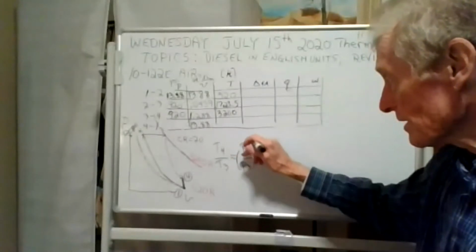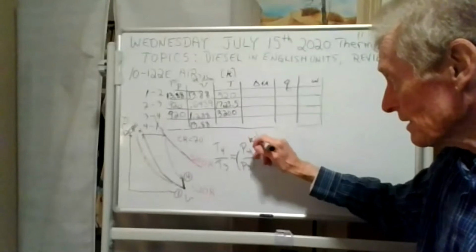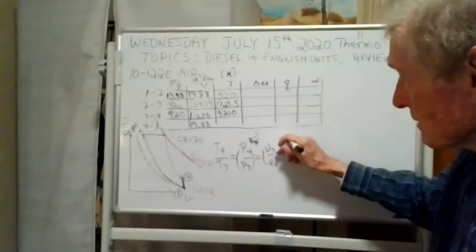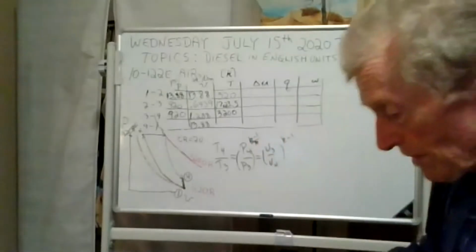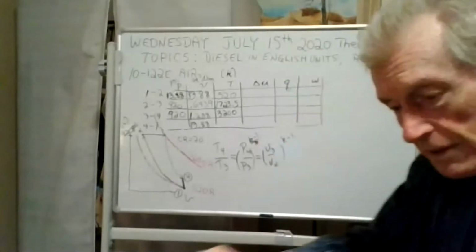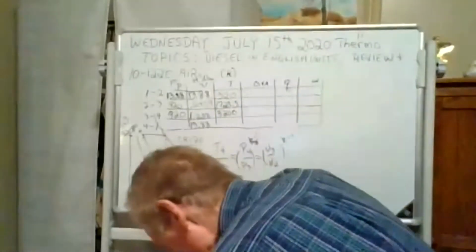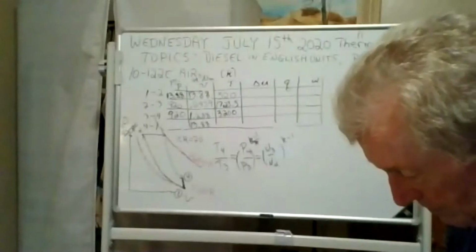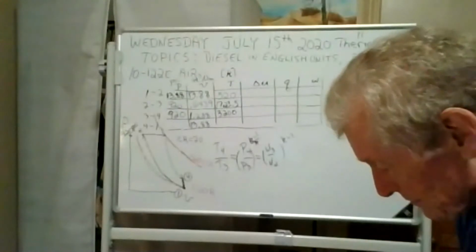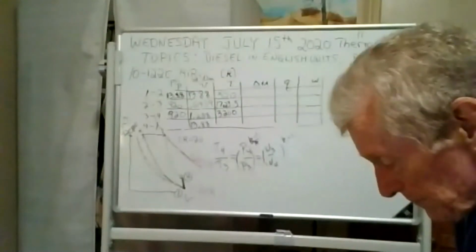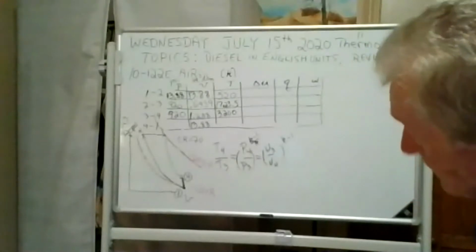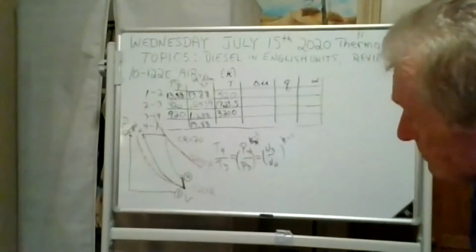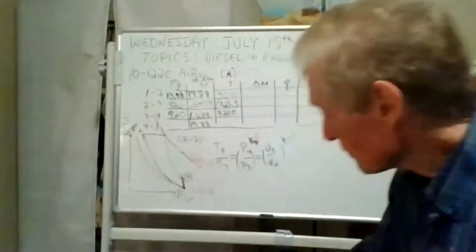Wait a minute, this has to have a K minus 1 over K. Is that right? Did I write that down right? I got a bad feeling about that. I hope you wrote that equation down someplace. I did, and I've got it here. Yeah, that's right. Okay, now let's circle the stuff we know.